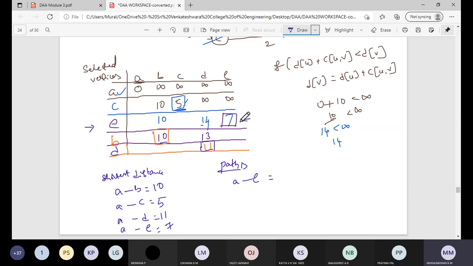Now you just check when the value of E changed from the previous step. You just see previously it was infinity, right? Previously it was infinity and now it is 7. So in the previous step it has changed. Now in that step, which vertex is selected? C, right? C is selected. Yes or no? C is selected.